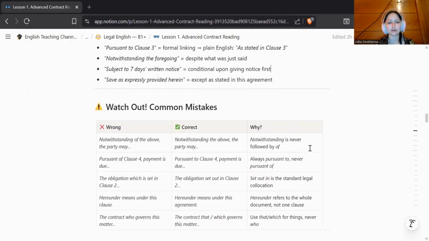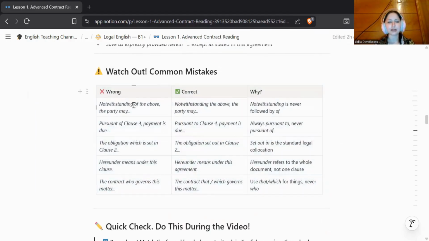Okay, wonderful. Here are some common mistakes. Notwithstanding of the above. Notwithstanding is never going to be followed by of, so it's better to say notwithstanding the above. Pursuant of clause 4, payment is due. Pursuant to clause 4, never of. The application which is set in clause 2. The application which is set out, not just set.